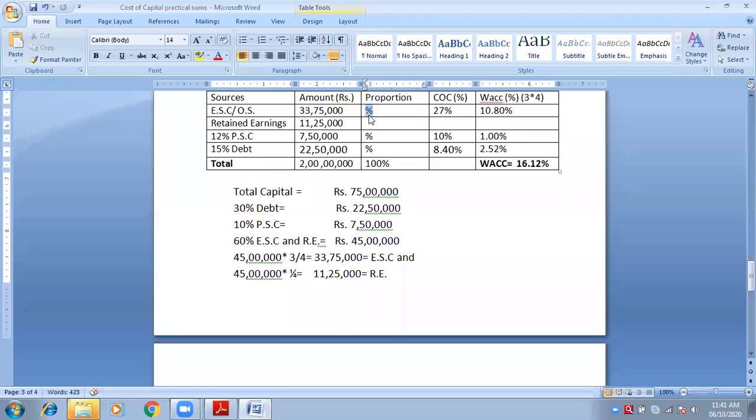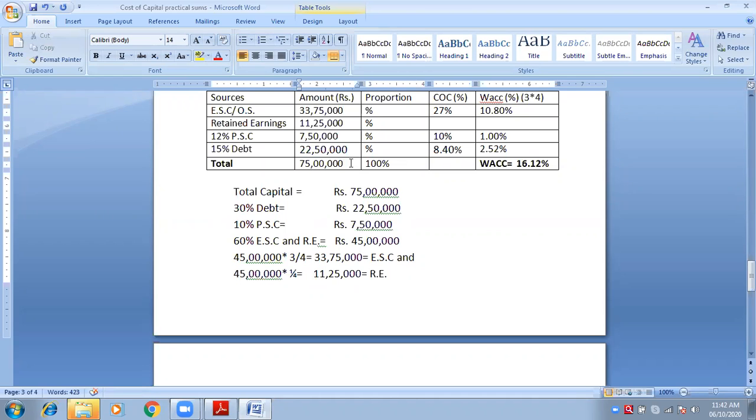So what is the proportion of equity? How will you calculate? Let me tell you. 33,75,000 divided by, sorry, 75,000. Wait. 45%, ma'am. This is 75 lakhs, Jayashree. You said 75,000. This is 75 lakhs, okay?